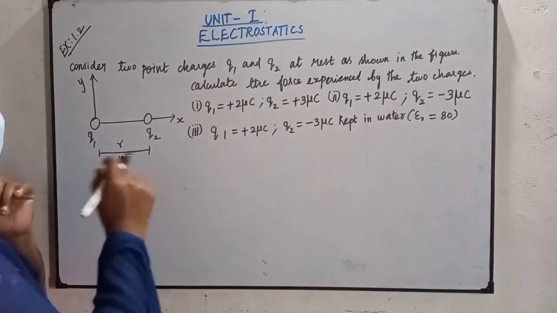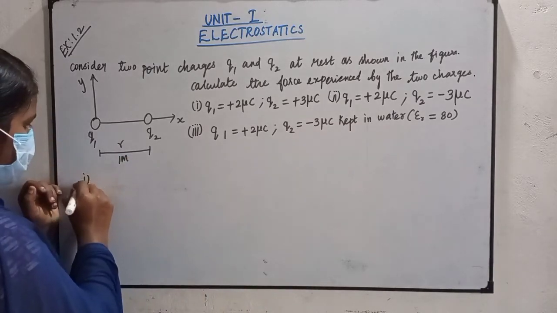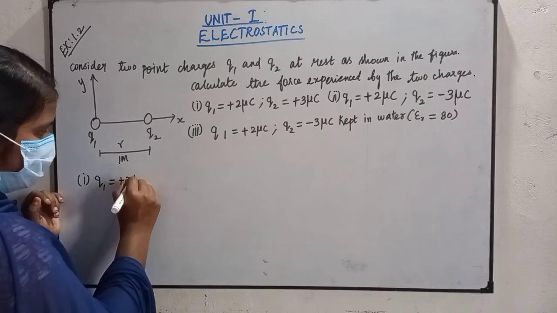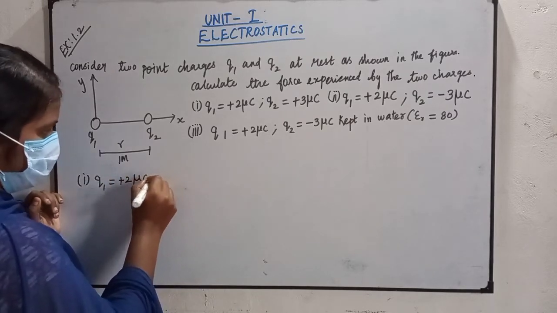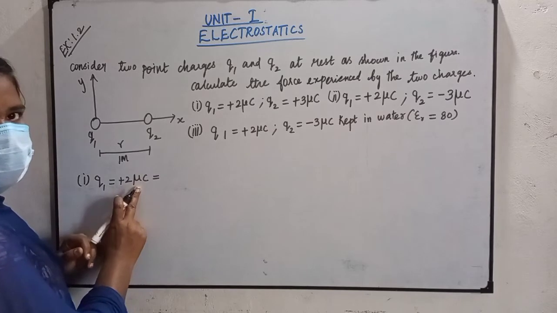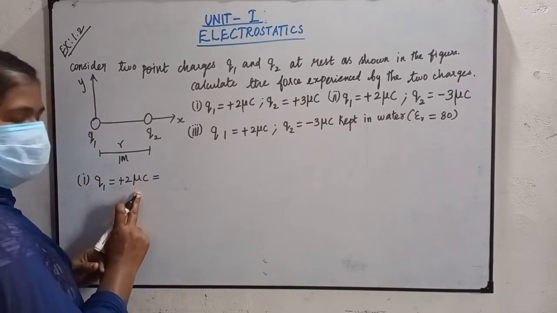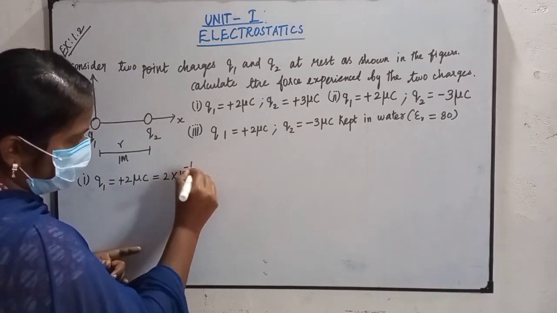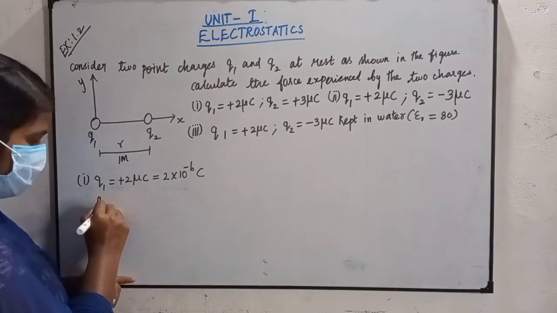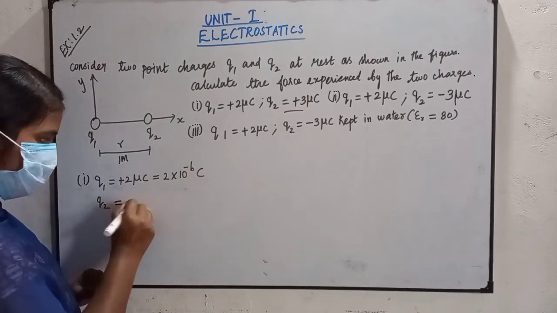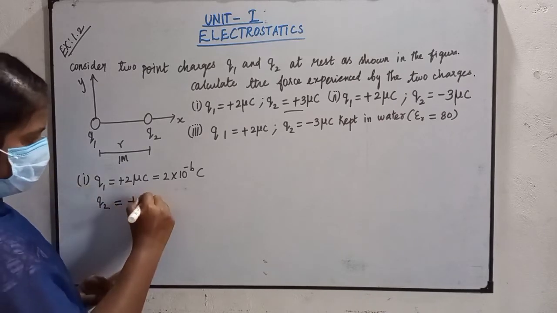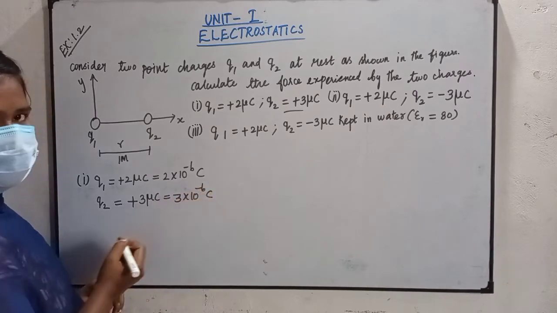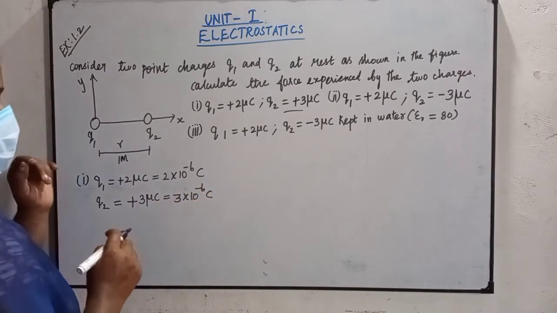First of all, in case 1, we have the value Q1 is equal to plus 2 microcoulomb. Plus 2 micro, as I already told you in the important aspects of Coulomb's law, micro means 10 to the power minus 6. So it is 2 into 10 to the power minus 6 coulomb. The value of Q2 is plus 3 microcoulomb in case 1, which means 3 into 10 to the power minus 6 coulomb.